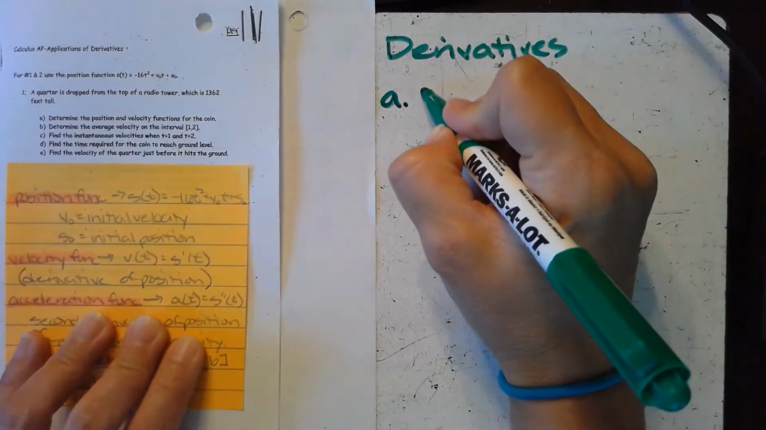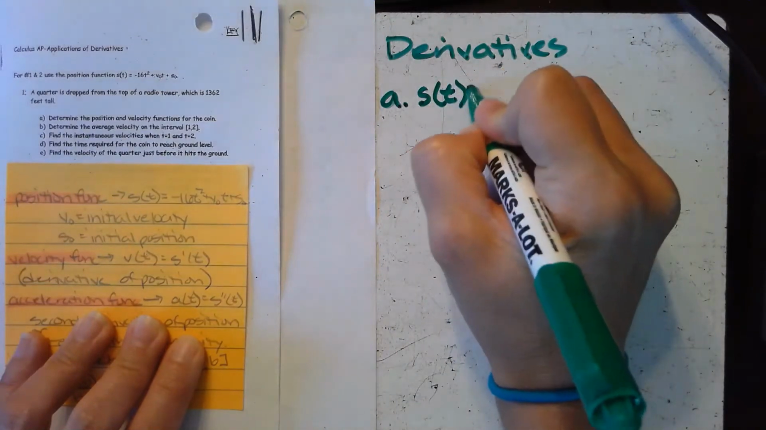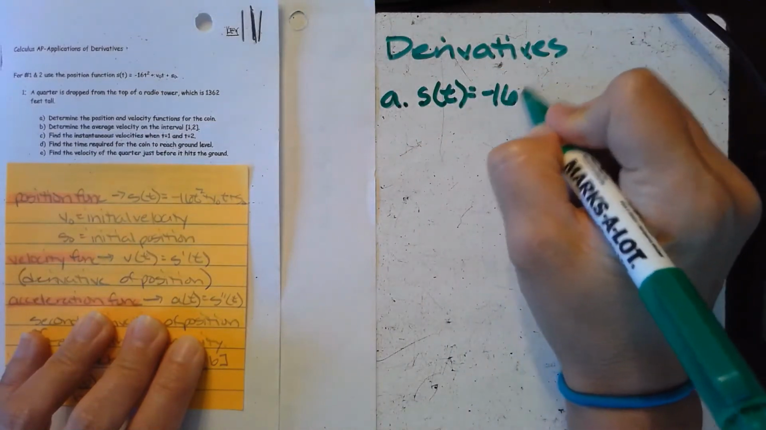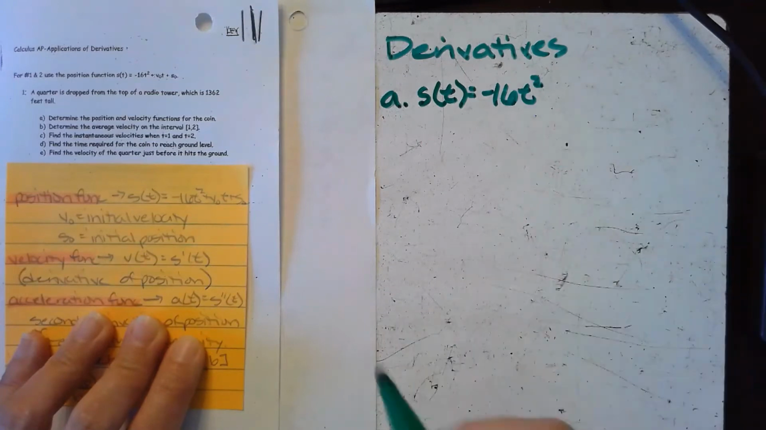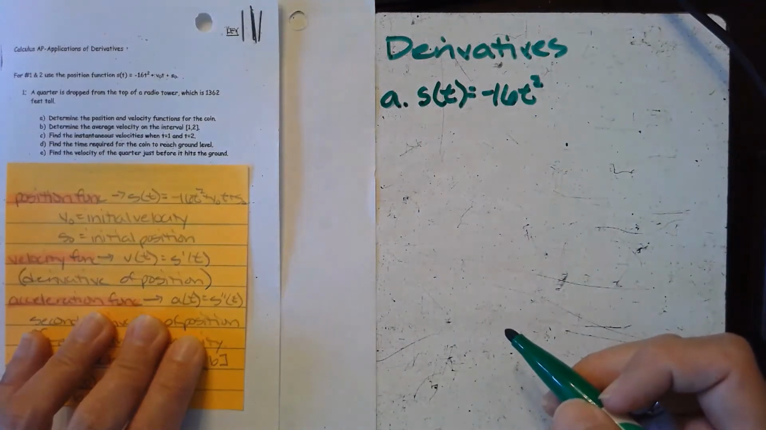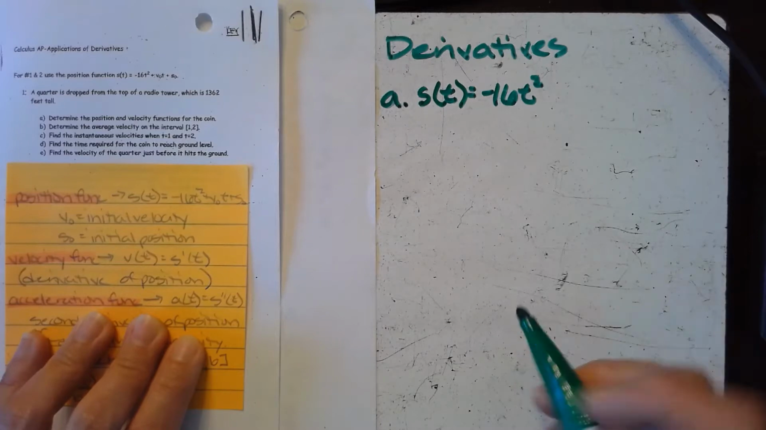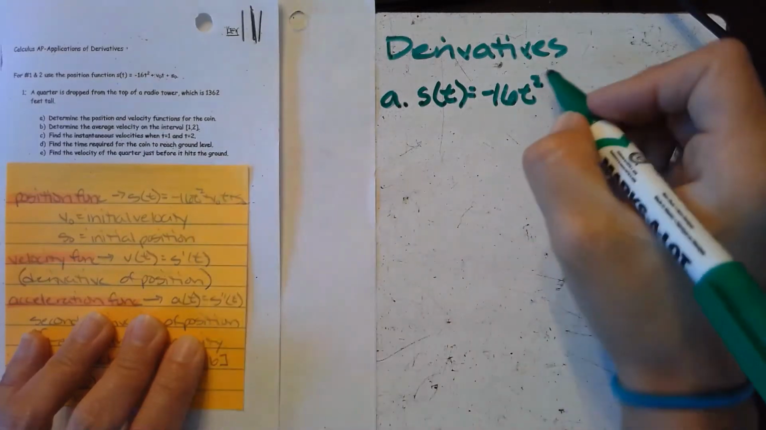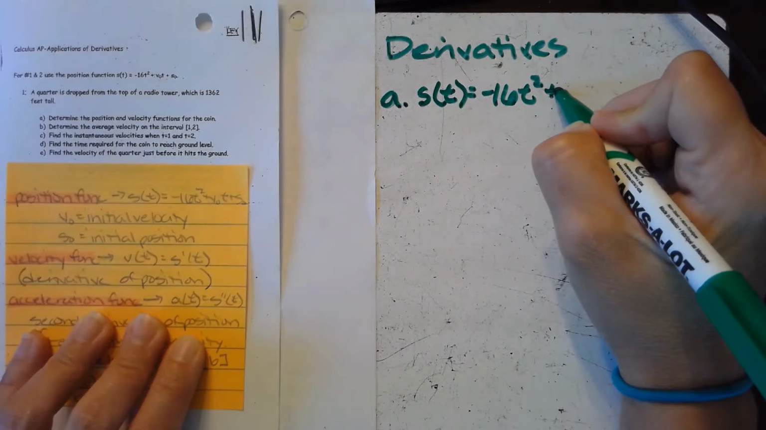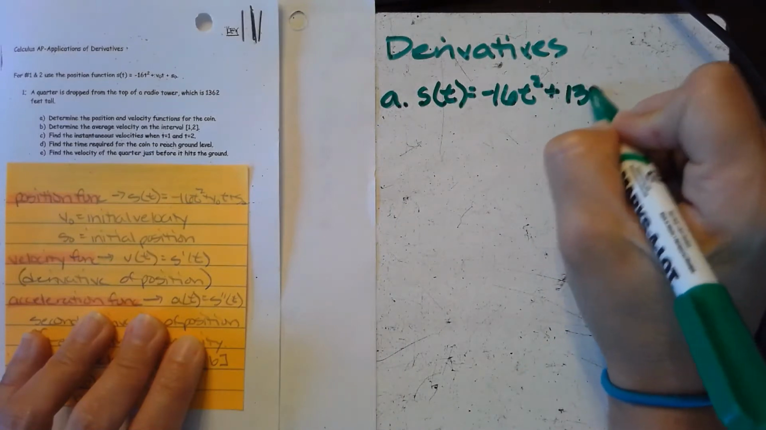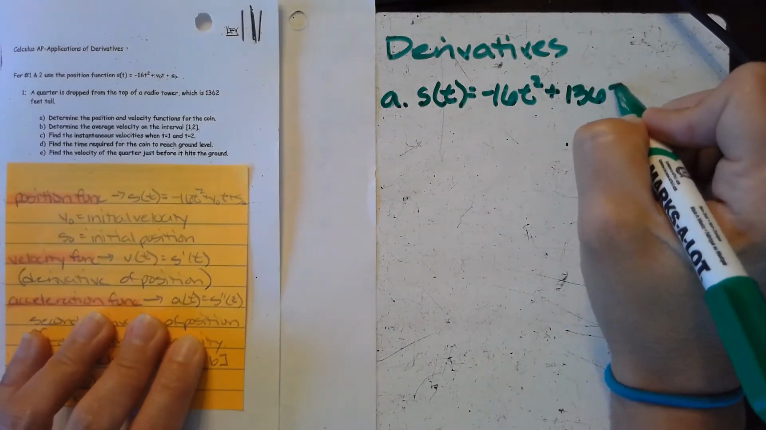So the position function, we're going to call it s of t equals negative 16 t squared. Now our velocity at that point, when we're just holding it at the top of the tower, is just 0, so I'm not going to have this term right here. Its initial position is how high up in the air it is, 1,362 feet.